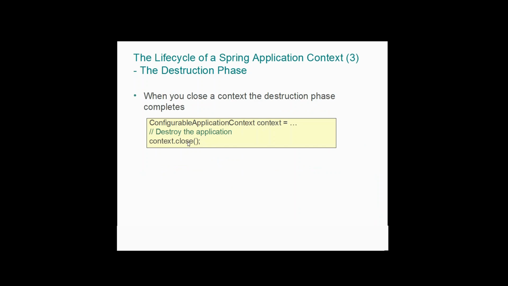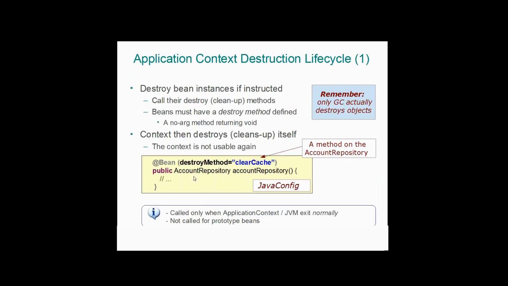Okay. So now we'll move on to the destruction phase. In the destruction phase, when you call context.close, what happens behind the scenes is that any bean to which you added a destroy method, to be invoked for cleanup, those methods will be invoked before even releasing the reference from the container. Especially for singletons, it is taken care of. For prototypes, since the container doesn't hold the reference, you will have to take care of them on your own.